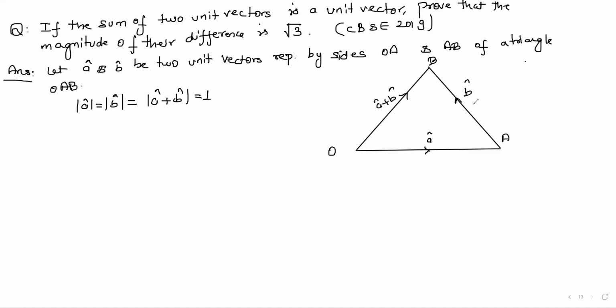क्योंकि इसका भी magnitude 1, इसका भी magnitude 1, इसका भी magnitude 1. So there is a equilateral triangle. So this is angle 60 degree. ठीक है. So question क्या था? Sum of two unit vectors is a unit vector. Prove that the magnitude of the difference is √3. Magnitude of the difference. So sum तो ये आ गया.